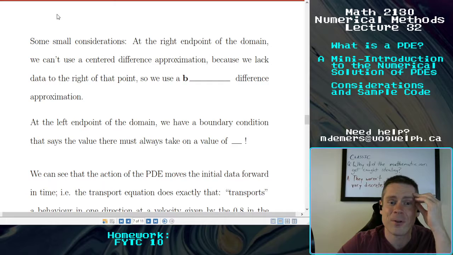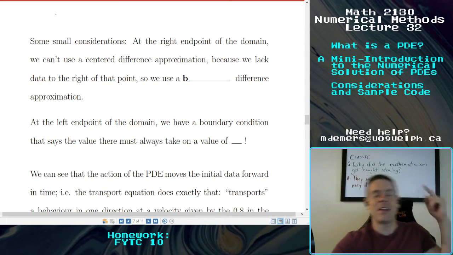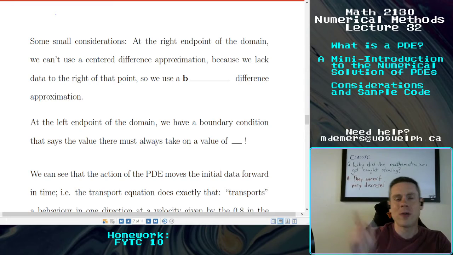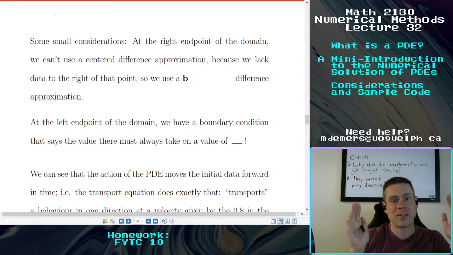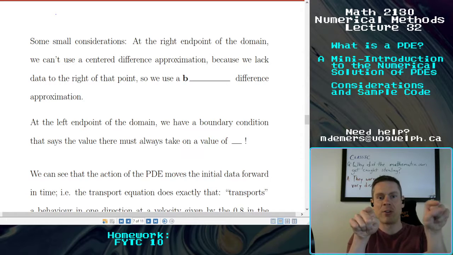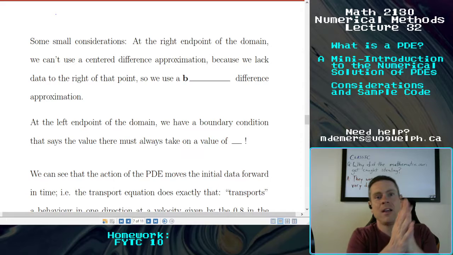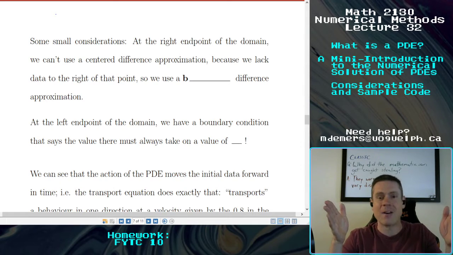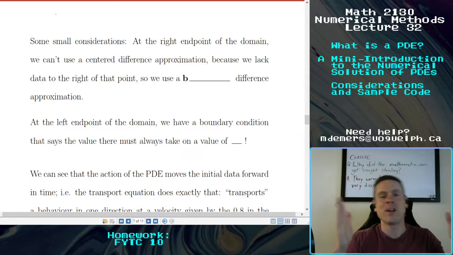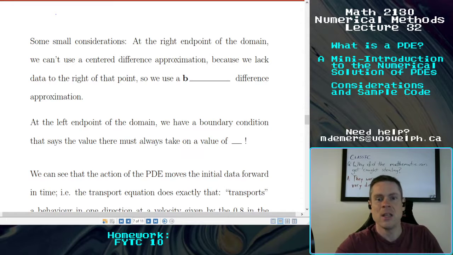This is great for all of the interior nodes, but at the right endpoint and at the left endpoint, you don't have enough data to use a centered difference approximation, right? In the interior, you're going to have nodes on either side, and I can use information from in front and information from behind to estimate the derivative. But if you're the first one or the last one, you don't have either a front or behind. You're missing one of them. So at those points, you have to use either a forward or a backward difference approximation.